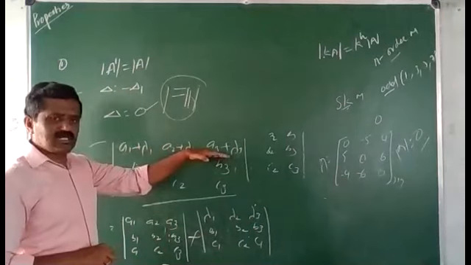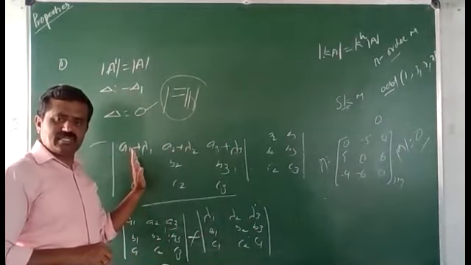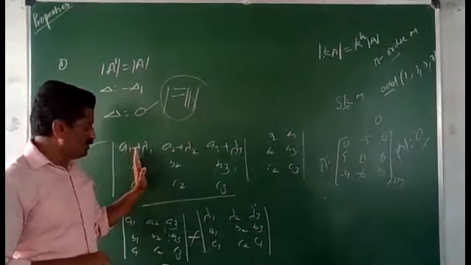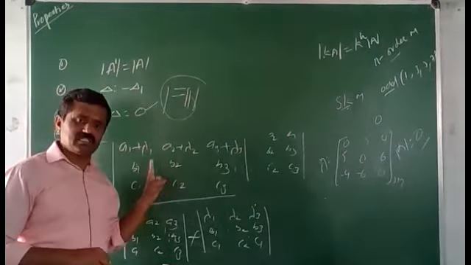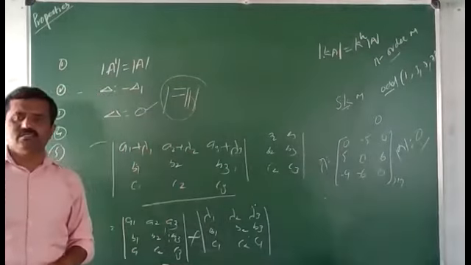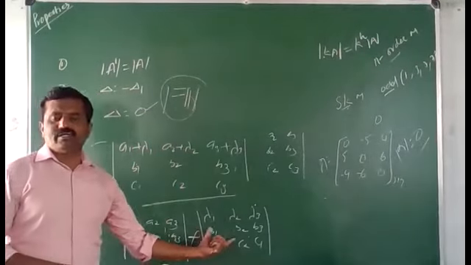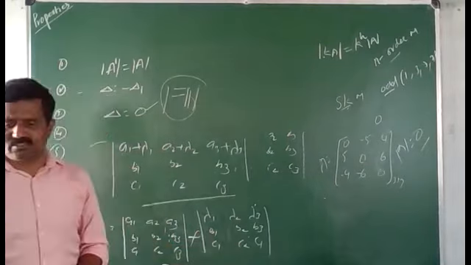If each element of a row or column is the sum of two terms, then such a determinant can be expressed as the sum of two determinants.